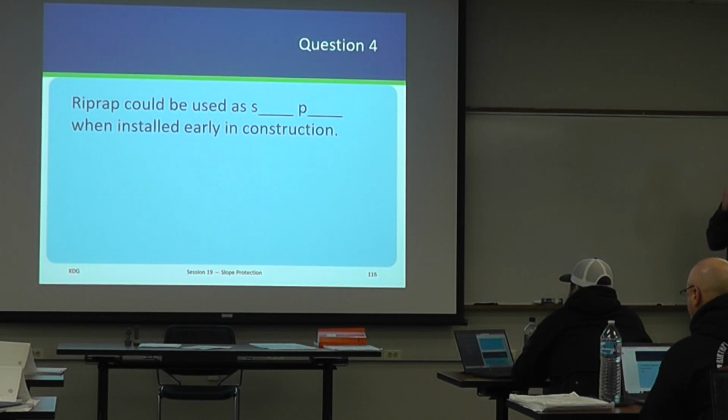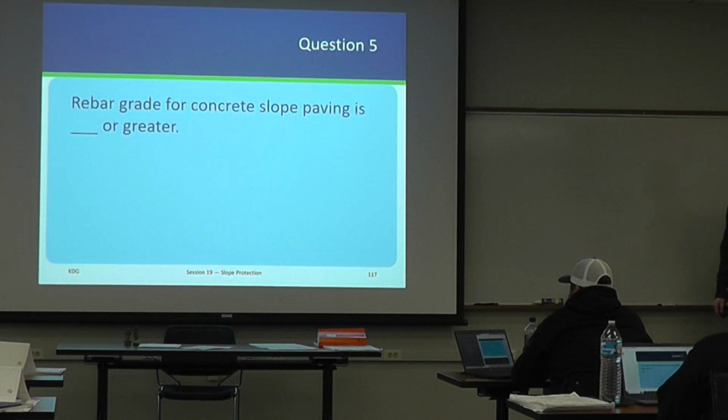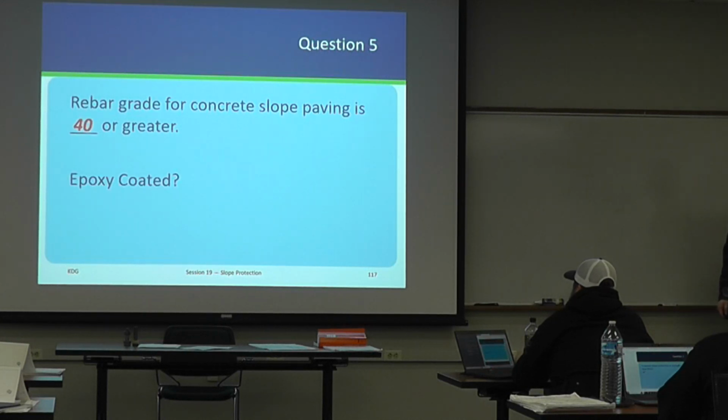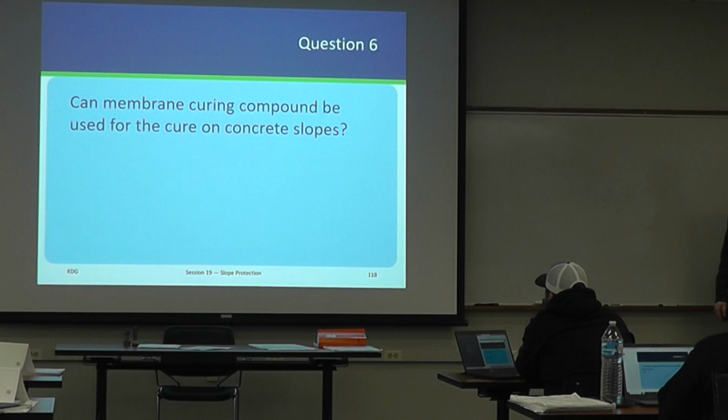Riprap could be used as what when installed early? What's the rebar grade minimum? 40. Yeah, one of the only times you'll see grade 40 acceptable, and my guess is contractors are bringing out 60, but 40 is the minimum. How about epoxy coating? Yes. Yep, even though all my pictures are old and I showed that. Membrane curing compound is acceptable. Now, what were the other two kinds? Wet cure and blanket.